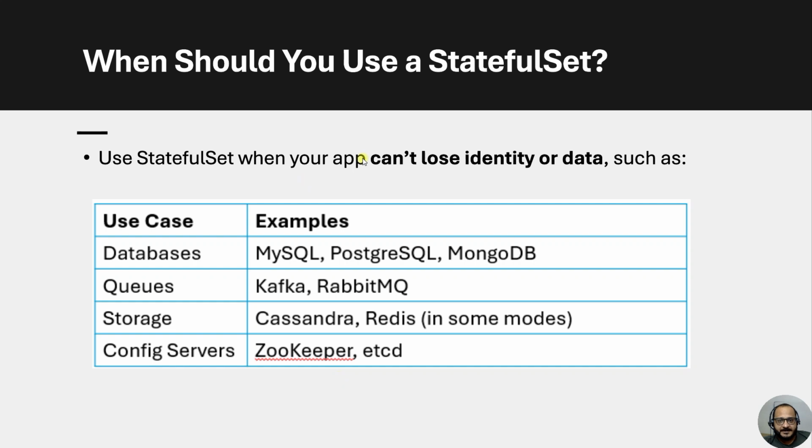When should you use stateful sets? Use cases: if we are using any database in Kubernetes, then we should use a stateful set because we are going to store our data. Message queues like RabbitMQ or Kafka, and storage like Redis and Cassandra, in those cases we have to use it. So these are the use cases where you should create a stateful set. In our demonstration we are going to see a storage use case with Redis.